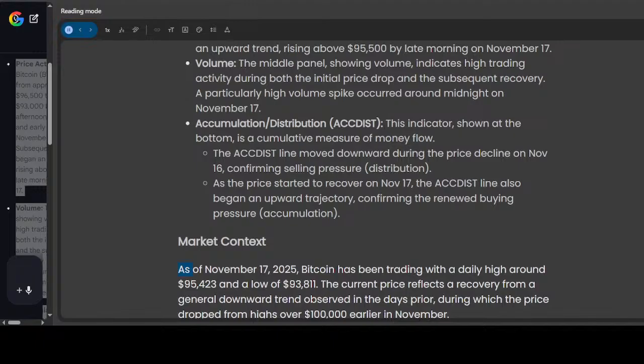Market context. As of November 17, 2025, Bitcoin has been trading with a daily high around $95,423 and a low of $93,811. The current price reflects a recovery from a general downward trend observed in the days prior, during which the price dropped from highs over $100,000 earlier in November.